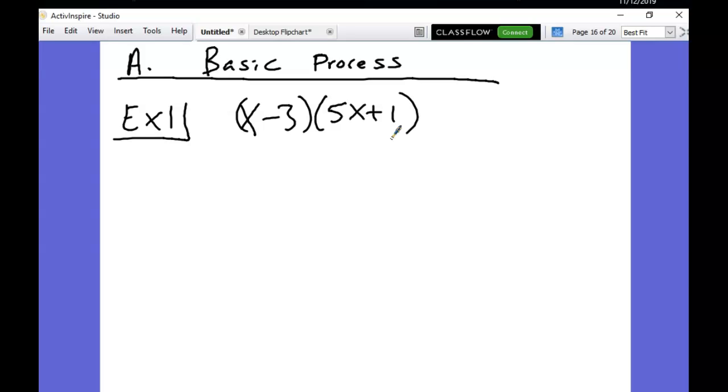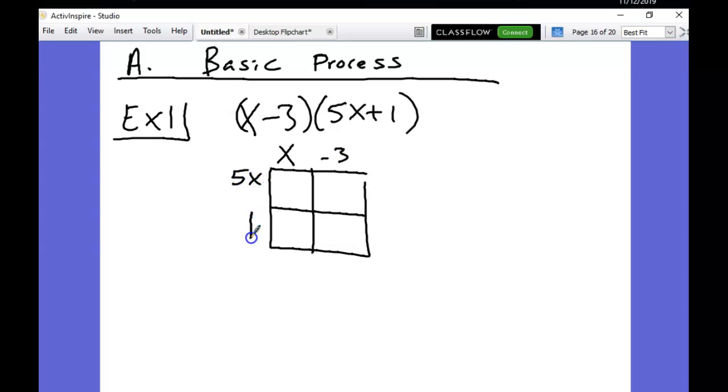So some people like to use foiling. I use a box method. So I put one of the polynomials along the top, I put the other one down the side, and then I fill in the blanks. That's pretty much it. We got 5x squared here, negative 15x there, x here, and then negative 3. And when you do the box method, the like terms are usually, not always, but usually diagonal from each other. So this kind of helps in finding them.